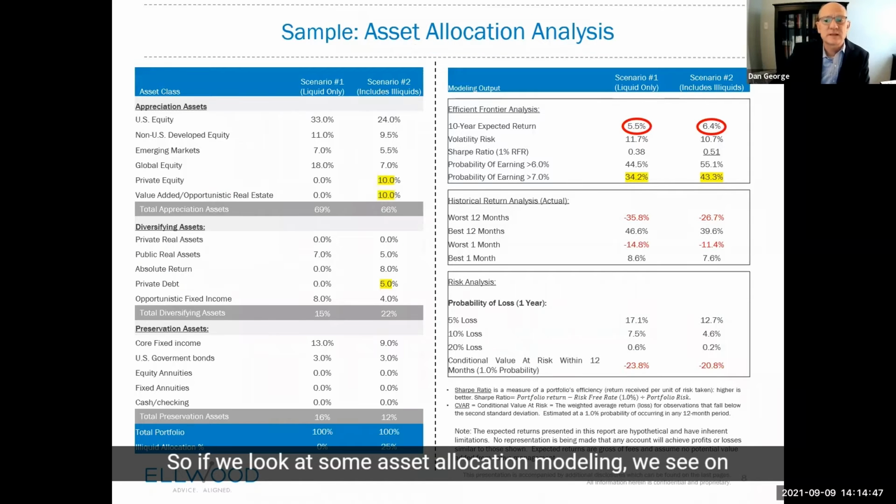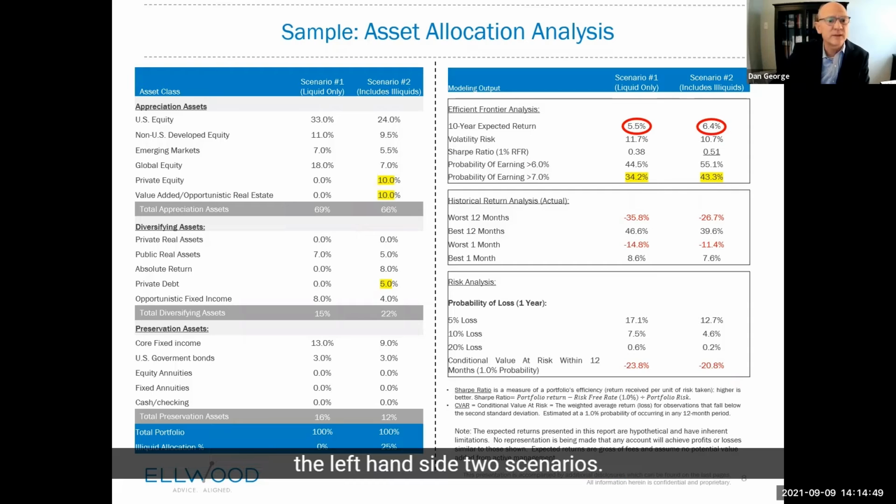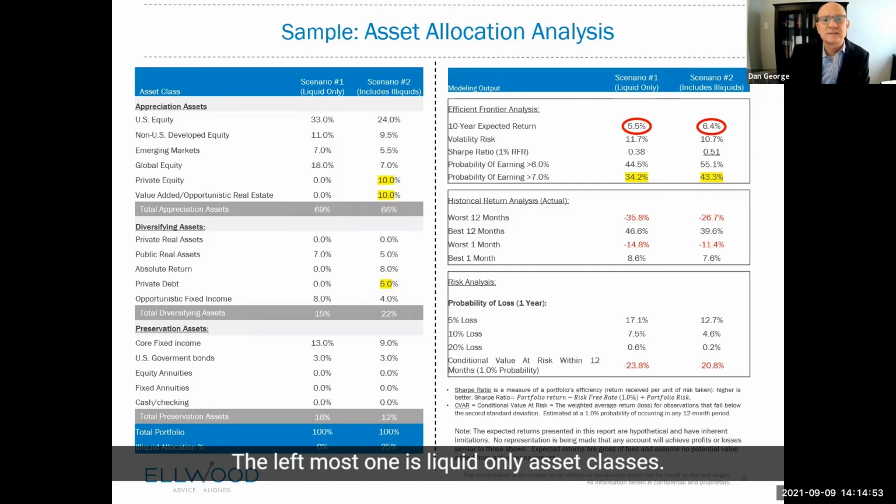So if we look at some asset allocation modeling, we see on the left-hand side 2 scenarios. The leftmost one is liquid-only asset classes. You'll see on the top half of the page, total capital appreciation asset classes are 69% in total, but there is no allocation to private equity or private real estate. So this is just traditional stocks, US and non-US, large and small cap.